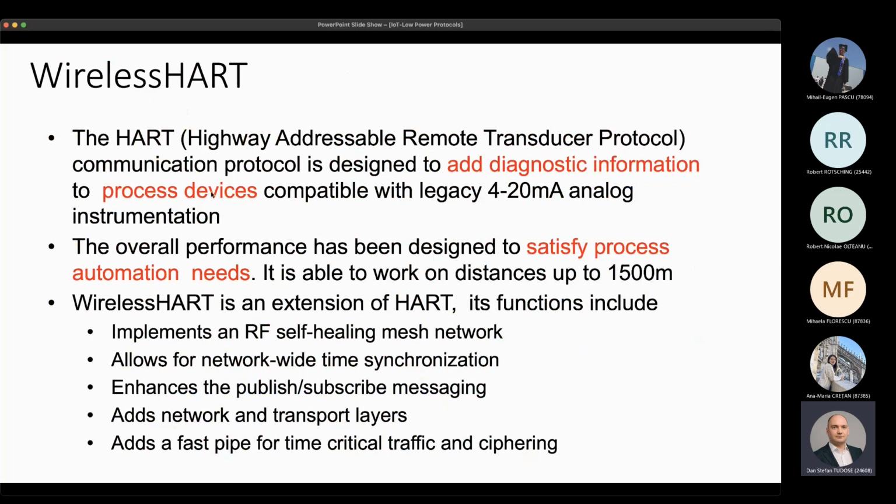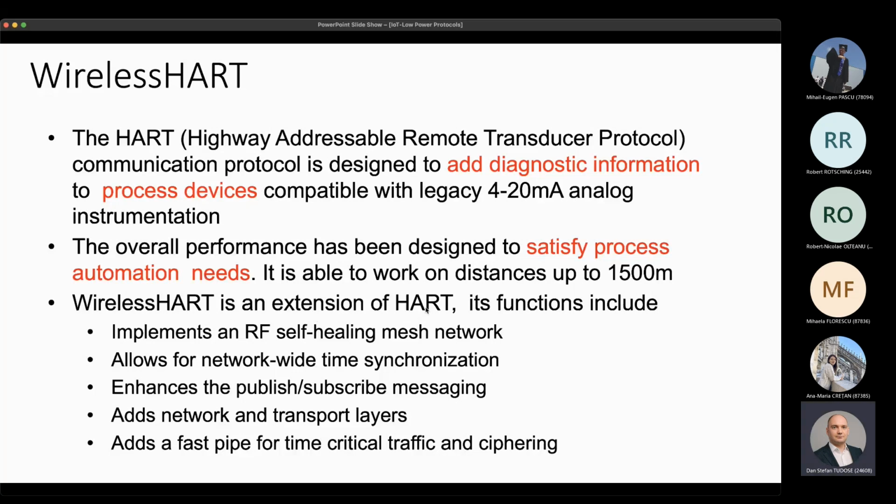So you can have a dual scheme where you send analog data, and together with the analog data, you also send digital packets to a PLC or another sort of automation device. So the overall performance has been designed to satisfy process automation needs. It's very targeted towards industrial applications, and it's able to work on slightly larger distances than Bluetooth and ZigBee. So we're talking about 1500 meters for WirelessHART.